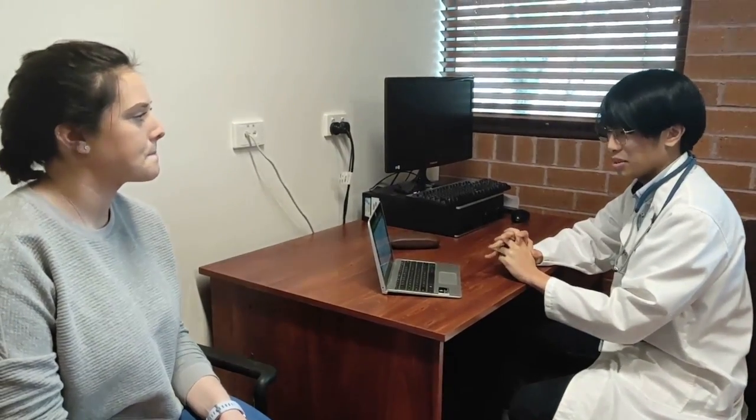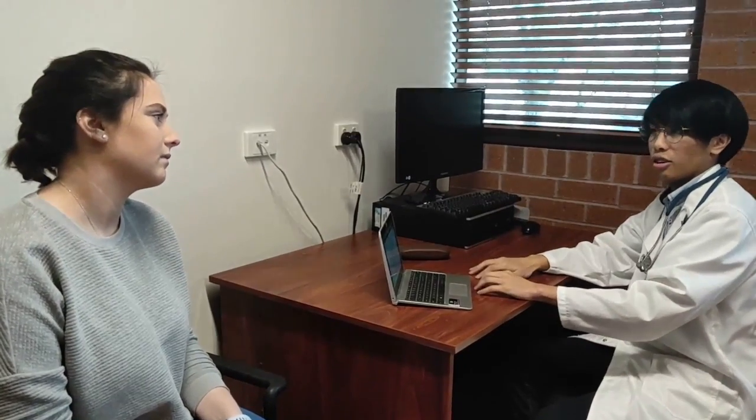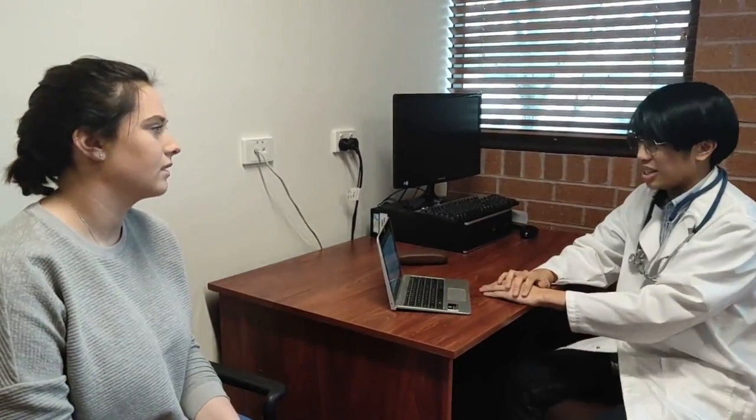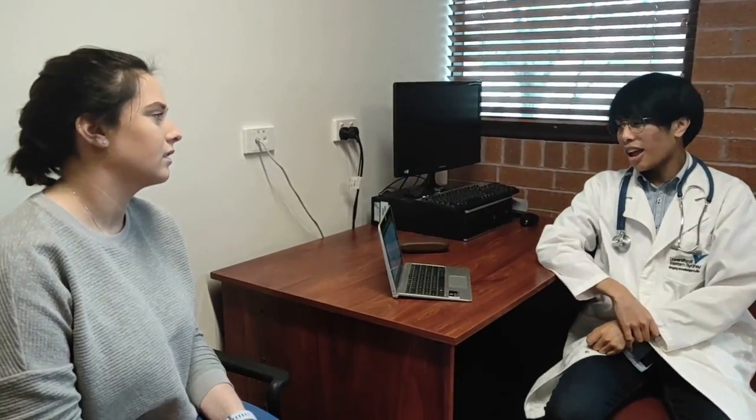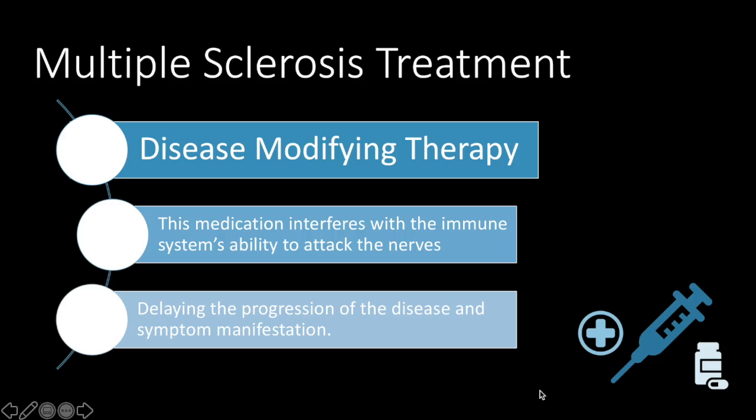With the treatment options, we aim to minimize the impact of the symptoms, allow you to perform your daily tasks, and slow progression of disease. You'll continue to experience these symptoms, however, and you may also develop new symptoms further down the track. The primary treatment of MS is through means of disease-modifying therapy, the focus of which is to interfere with the immune system's ability to attack the nerves, and by extension delaying the progression of the disease and symptom manifestations.